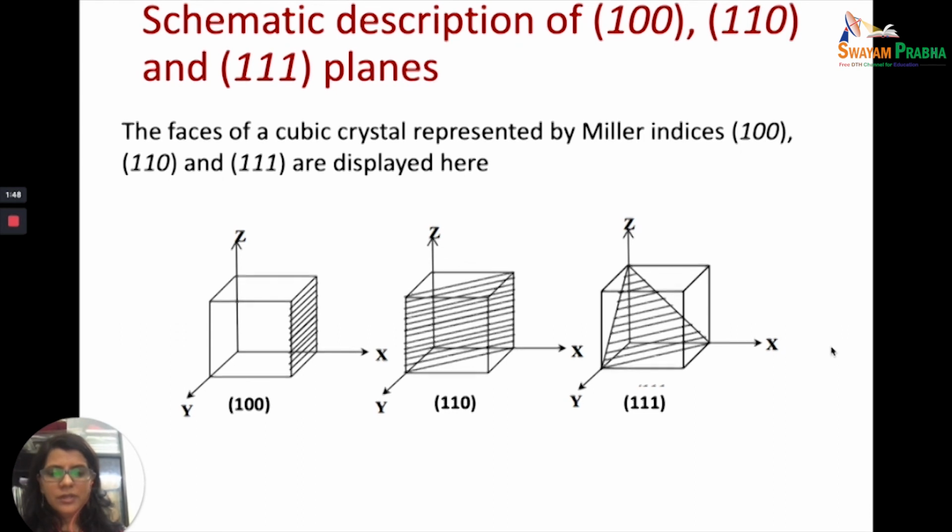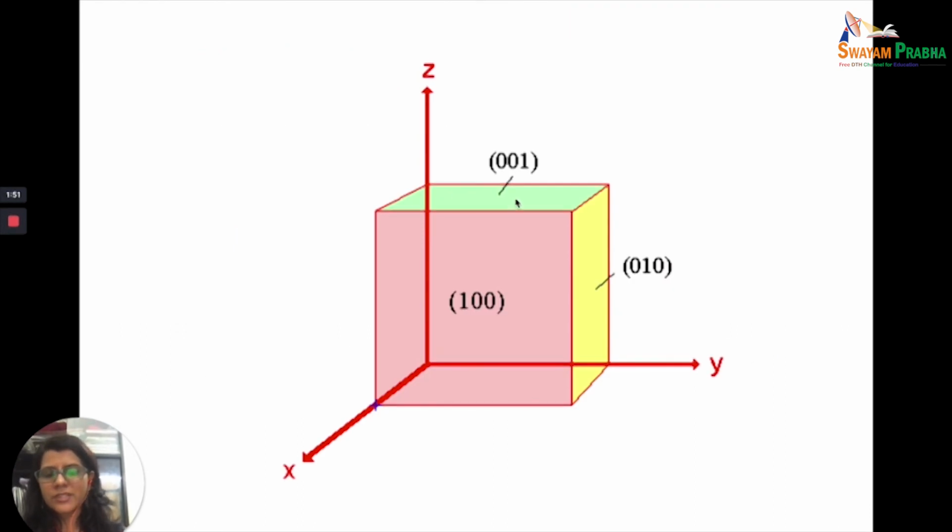So this is how you can very easily figure it out. Look at this. This is a 0, 0, 1 plane because it is at a distance of 1 from the origin on the z-axis, but it is parallel to the x and y. We already know about the 1, 0, 0: it is cutting x, but is parallel to y and z. Look at the 0, 1, 0. It is parallel to the x, it is parallel to the z, and it is cutting y. So it is a 0, 1, 0 plane.